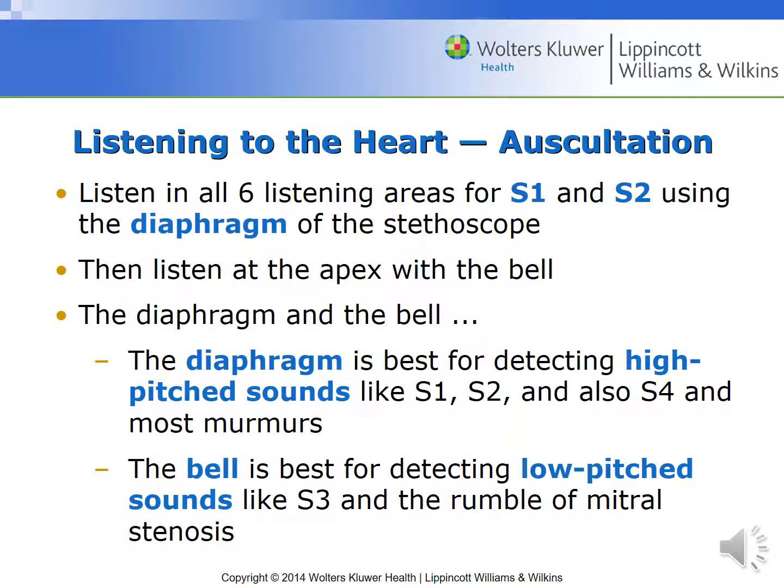When you're auscultating, you want to listen to the 6 areas for S1 and S2 using the diaphragm of the stethoscope. And then you'll switch it over and listen at the apex with the bell. Because we know the diaphragm is best for detecting the high-pitched sounds, S1 and S2. You can also hear most murmurs and even S4 if it's present. Whereas with the bell, you'll be able to hear low-pitched sounds, as in if a patient is having S3, and then the sounds of mitral stenosis.